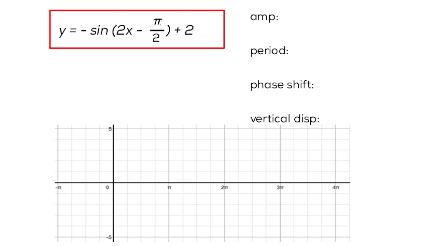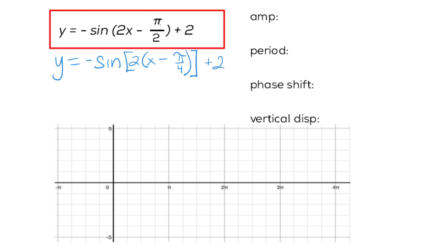All right, first thing I want to do is I want to factor that b value out. So it's a negative sign. Factor out the 2. So I am dividing by 2. Pi over 2 divided by 2 is the same as multiplying by 1/2. That's going to end up a pi over 4, plus 2.